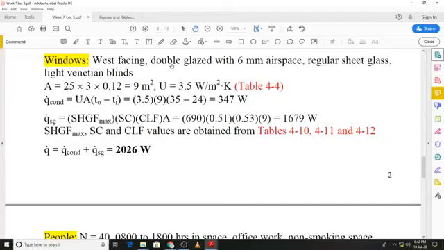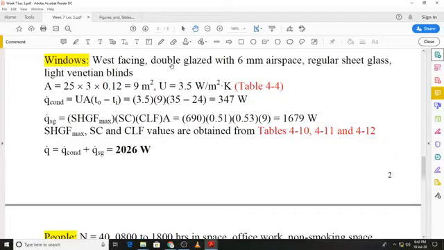The type of glass sheet that is used is regular sheet glass, and inside we have shading provided by Venetian blinds, which are light Venetian blinds, and this information will be required to find out certain values from the tables, and that is what we will do as we proceed with the conductive and the solar gains through the windows. The area, of course, is 12% of the wall area.